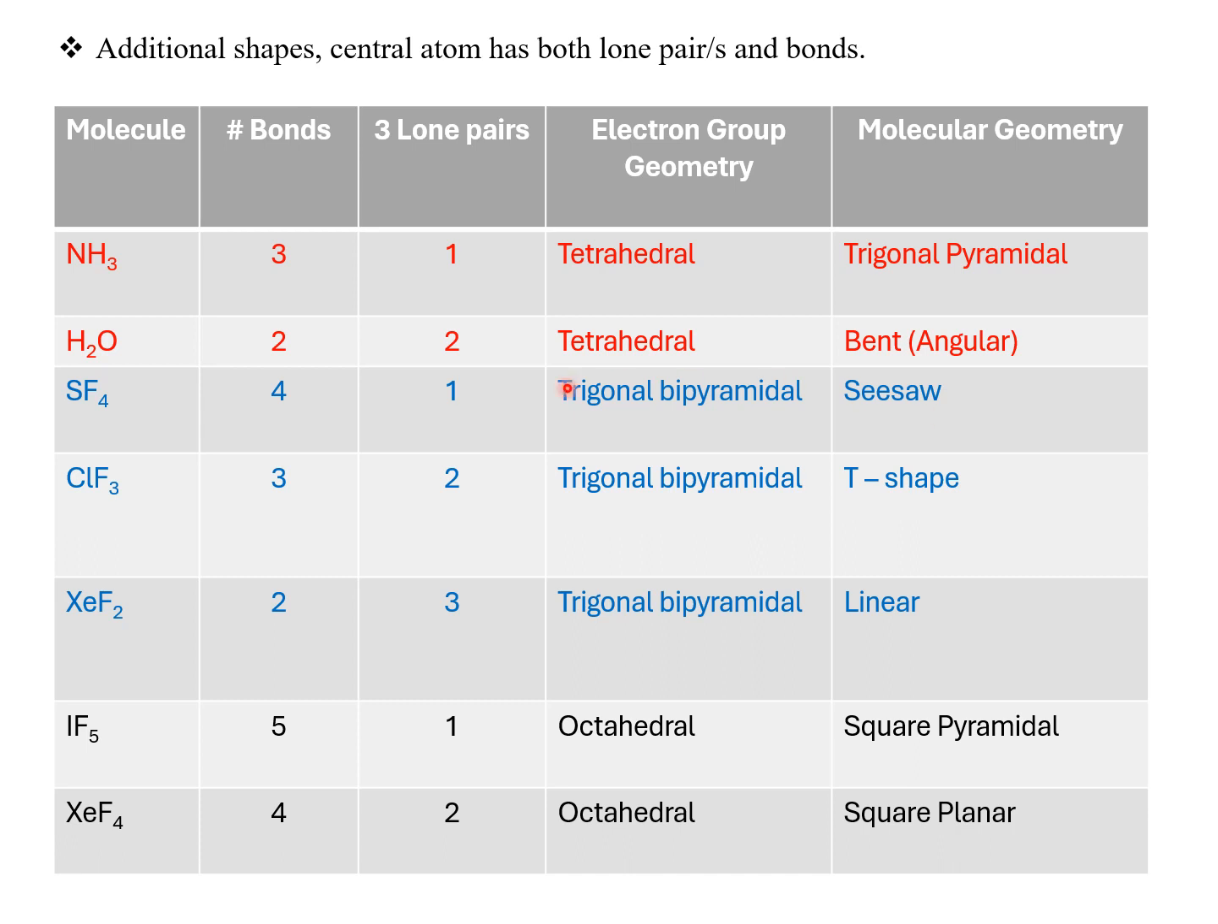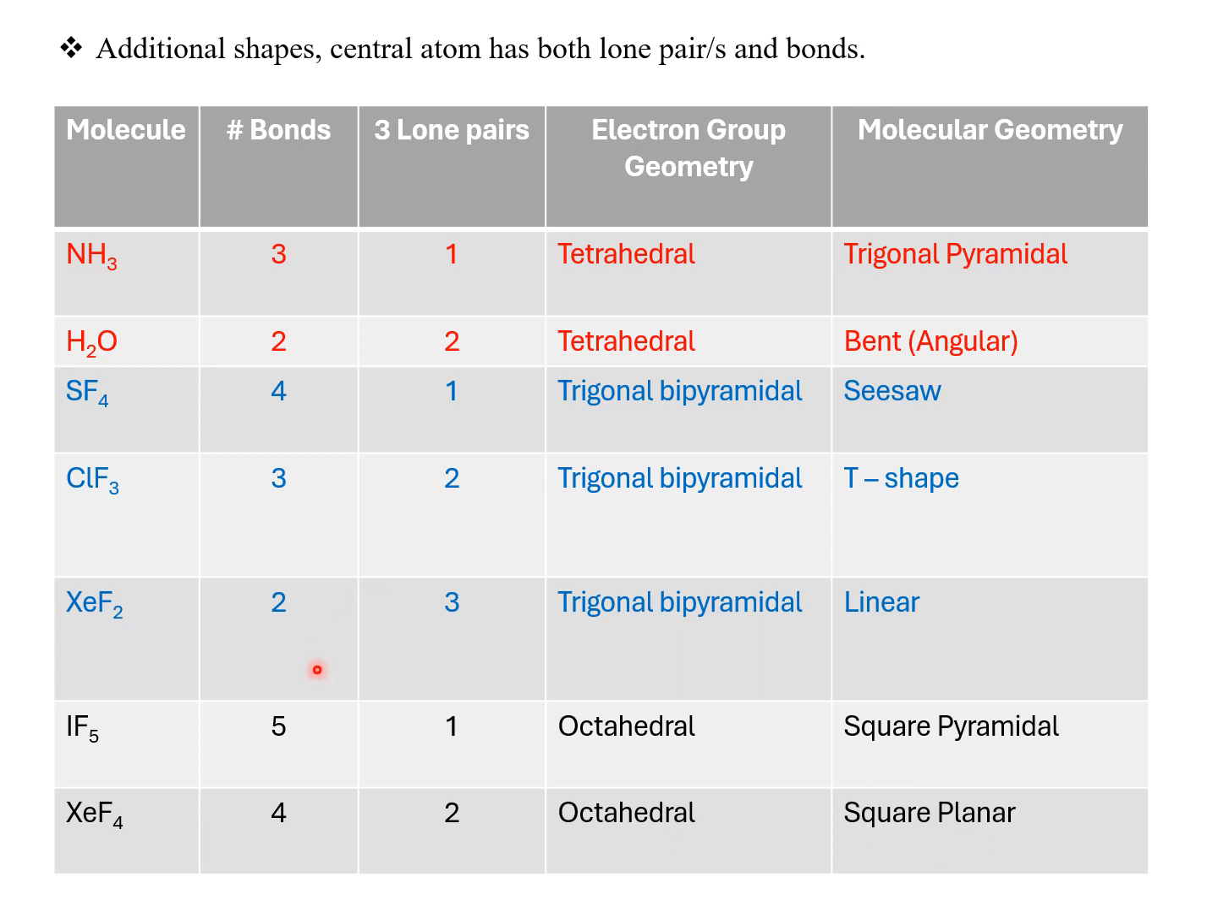So 5 bonds, we replace with 2 lone pairs. Then 3 are bonds, 2 are lone pairs. But the total, 3 plus 2 together, is still 5 electron groups. So trigonal bipyramidal is the electron group geometry. However, the molecular shape for 3 bonds and 2 lone pairs, we give a name: T shape. It's like a letter T.